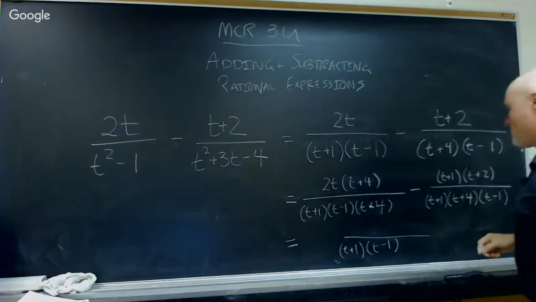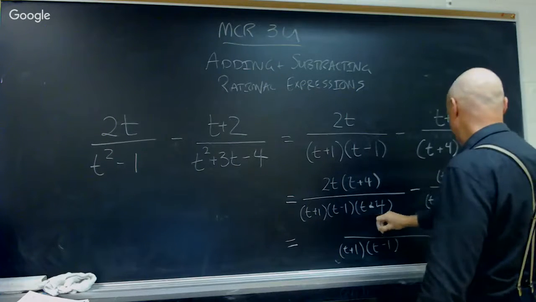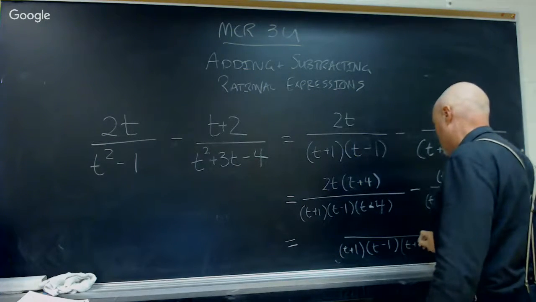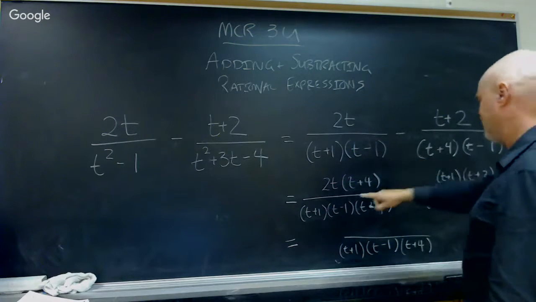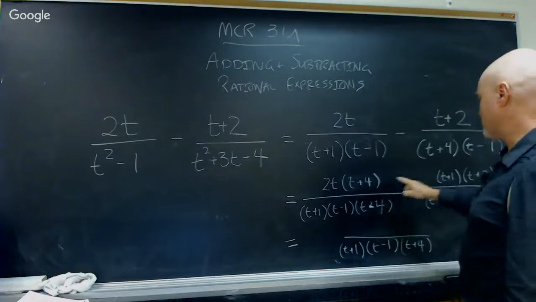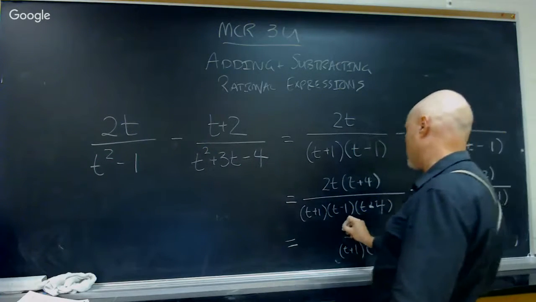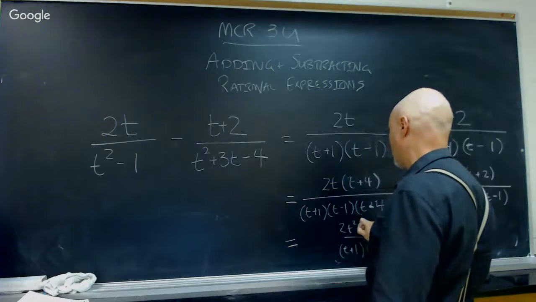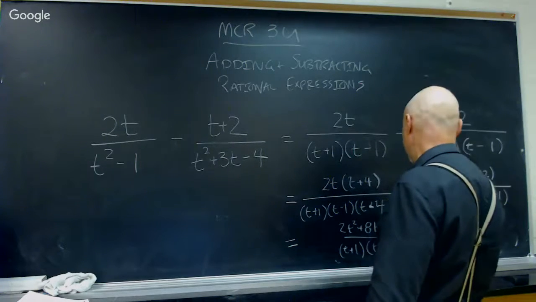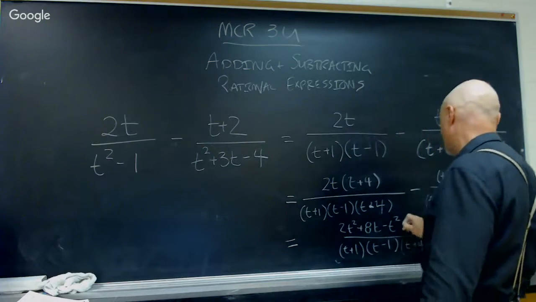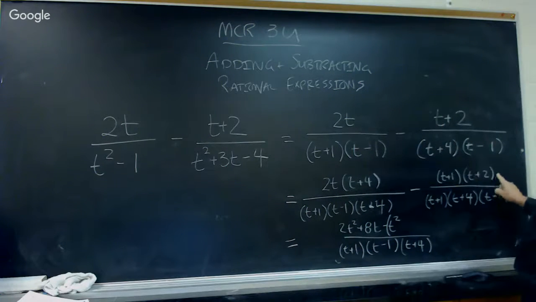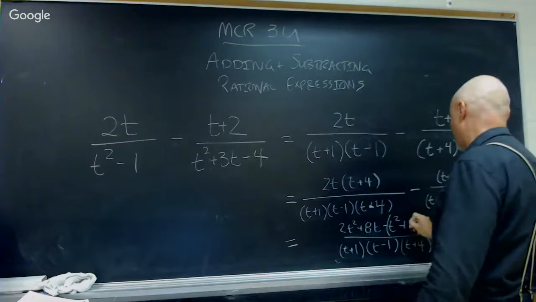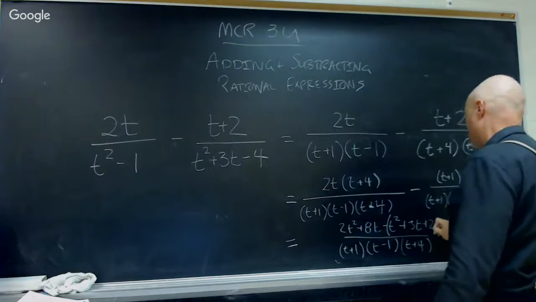Okay. And what is this? Is this a t plus 4? It is. So there's the common denominator for that expression. To nicely combine these, we should expand them. So this becomes 2t squared plus 8t, minus, I'm going to put a bracket around that just so that we can follow it, t squared plus 3t plus 2.